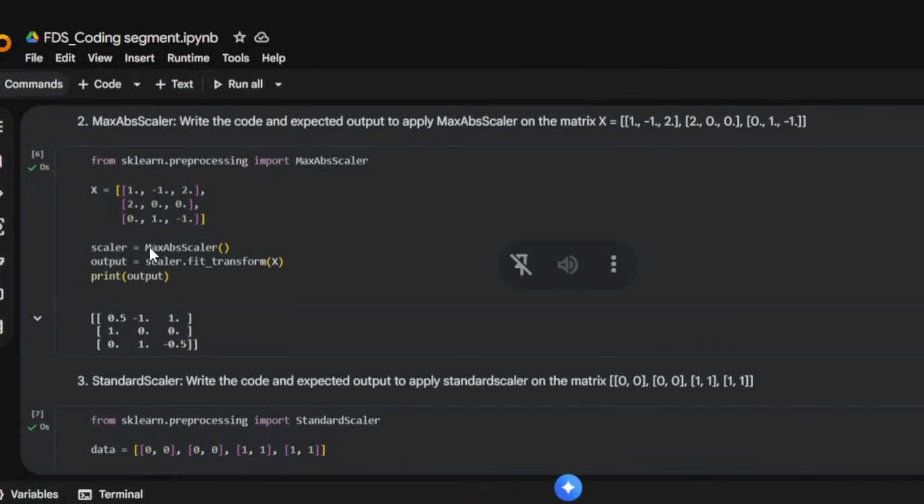The next line is scalar equals to max scaler, as we did in the previous question. In the previous question we used min max scaler, now it is max scaler. That's the only difference till now. And then output equals to scalar dot fit transform of x. This is literally the ditto same line as we wrote in the previous question, and printing the output. So this output will give the max scaled version of the data set. And here, as you can see, the range of the output is from -1 till 1.